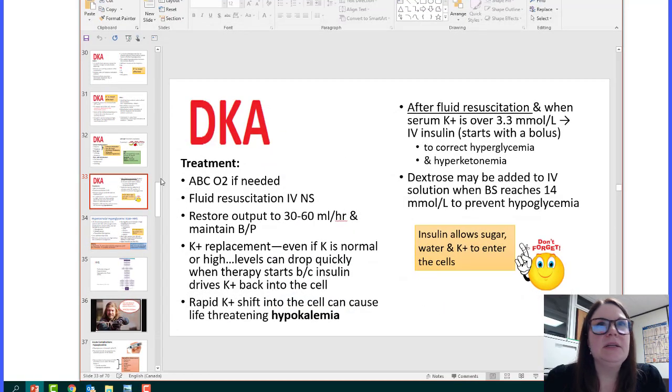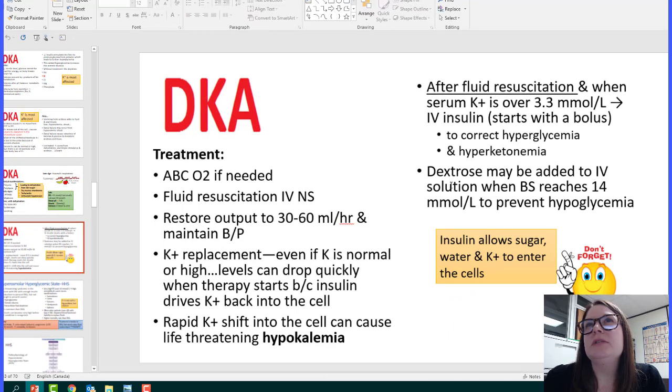Let me pull up the slide here. So when we take a look at the slide, this is directly from our notes. The first thing we do, ABCs, obviously, if they're not breathing well, we need to give O2. Then we do fluid resuscitation, IV normal saline, because we know they're dehydrated, right? They have gone so far into DKA, they don't have any fluid left. They peed everything out along with all their electrolytes. So we're going to give them IV normal saline. We need to restore their output 30 to 60, okay, and maintain their BP.